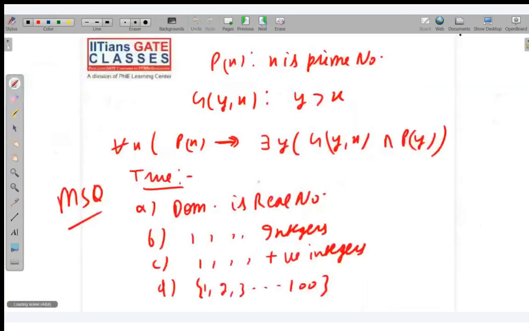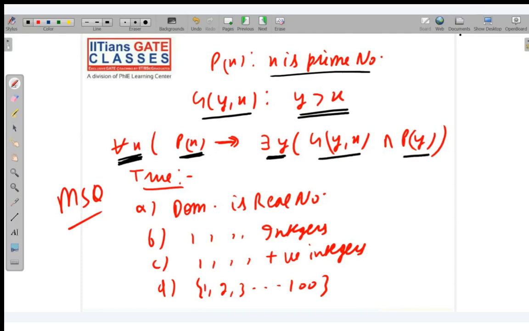Okay. Next, Px is x is a prime number, Gyx is y is greater than x, and they want to say for all x, Px implies there exists y, Gyx and Py. So Px means x is prime. So for every x, if x is prime, then there exists y such that Gyx and Py. That means y is greater than x, and Py means y is prime.